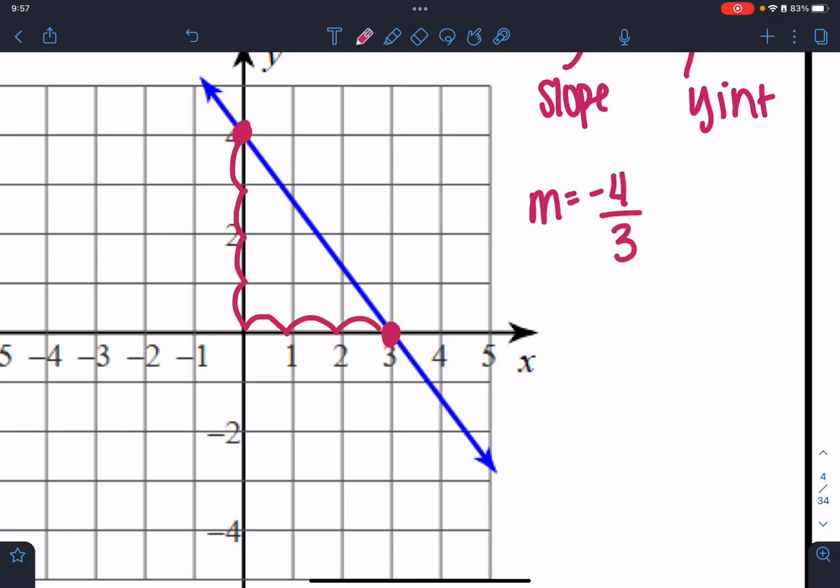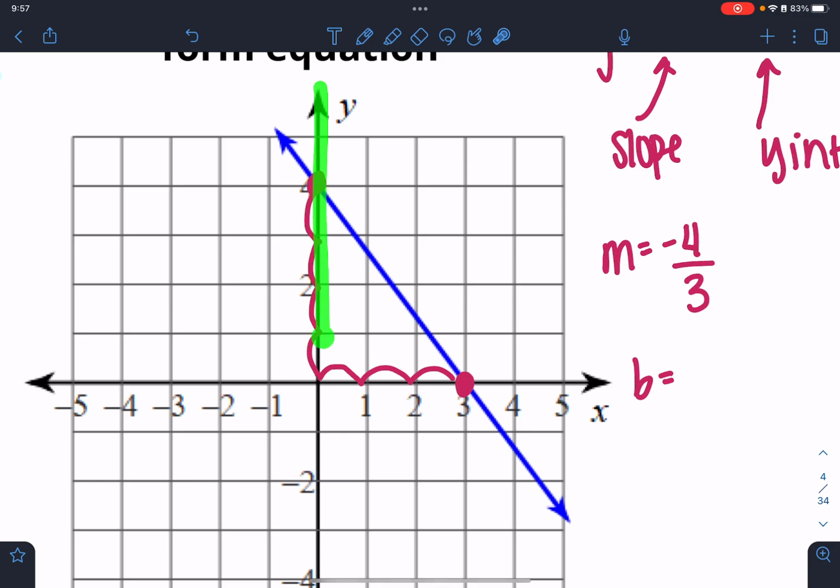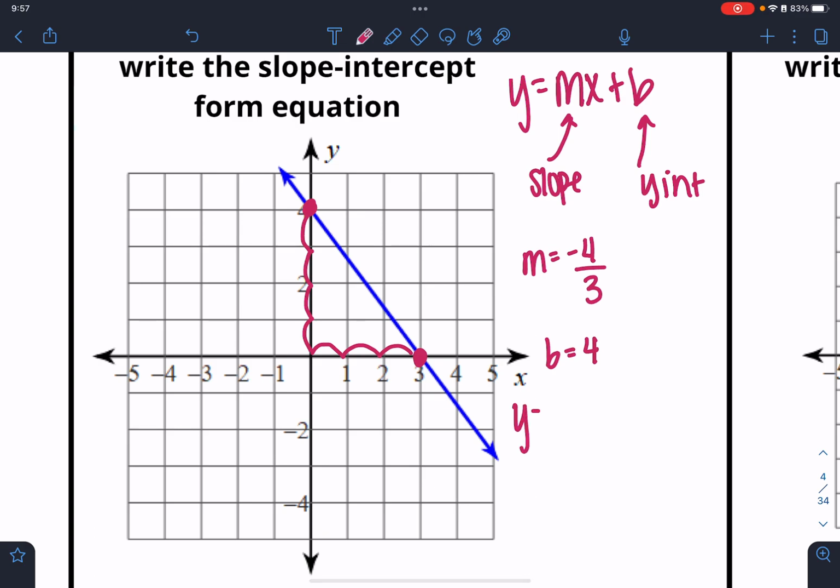So there's my slope. Now I can find the b value. My b value again is that y-intercept. So where are we crossing the y-axis with this line? Remember, the y-axis is good, 4. So that blue line crosses the y-axis at 4. Now we put it all together. So my answer is y equals negative 4/3 x plus 4.